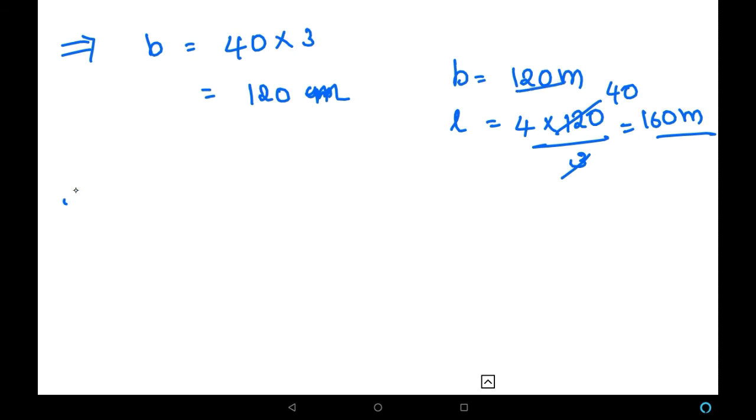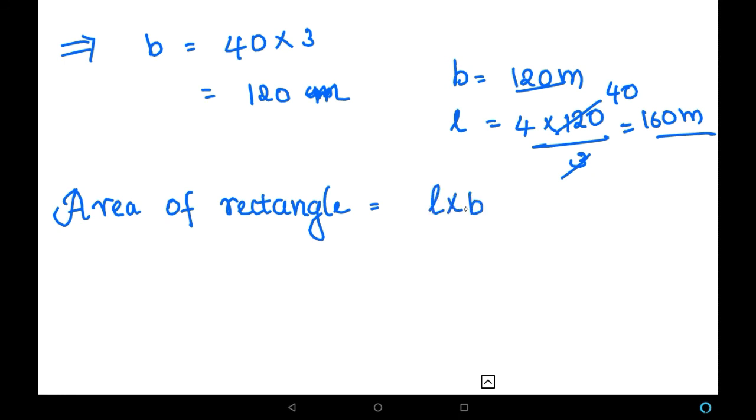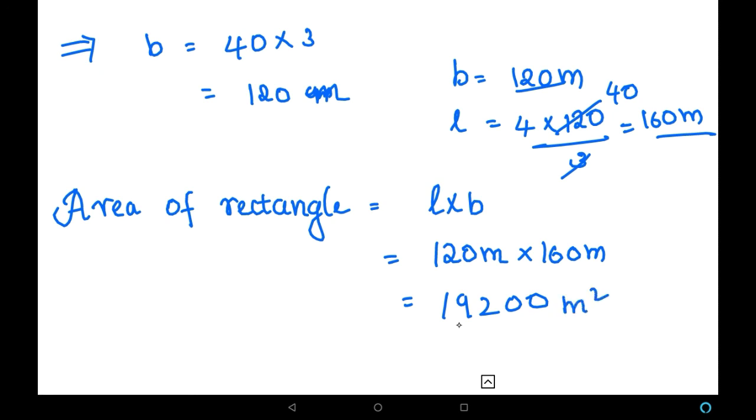So the area of the rectangle is length into breadth. That will be 120 meters into 160 meters, which becomes 19200 square meters. That's it. We can conclude that the area of the rectangle is 19200 square meters.